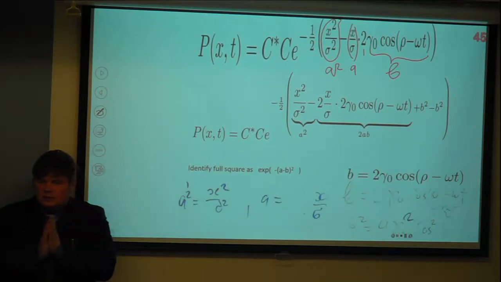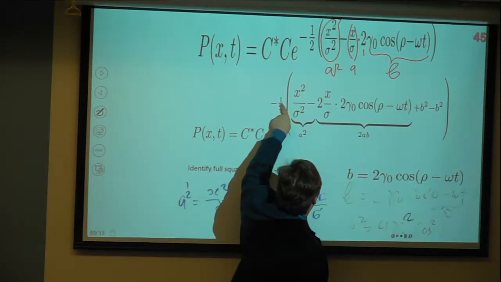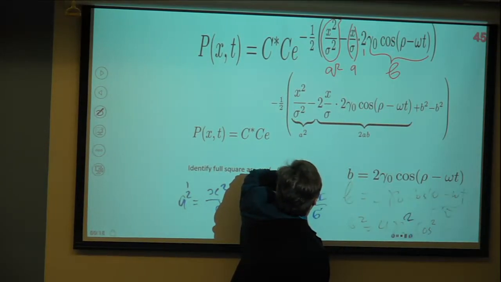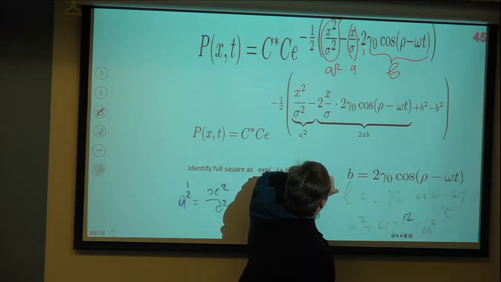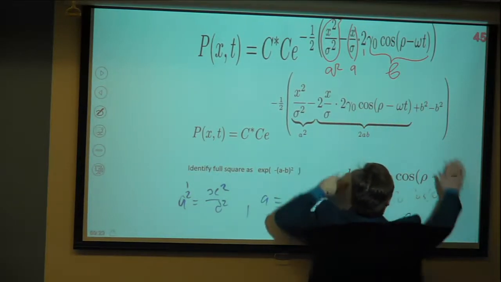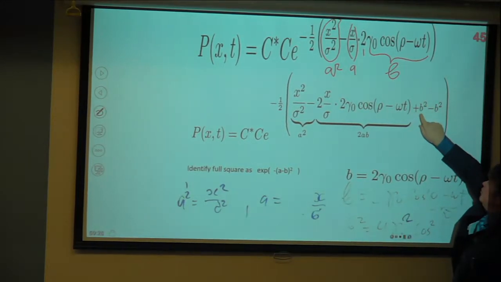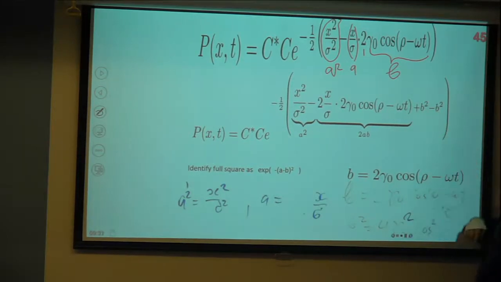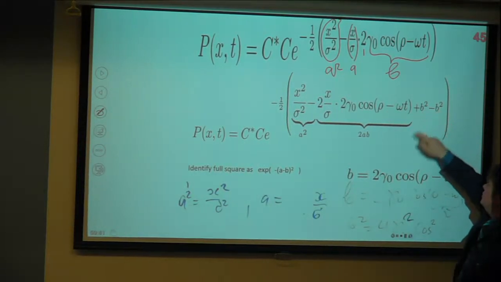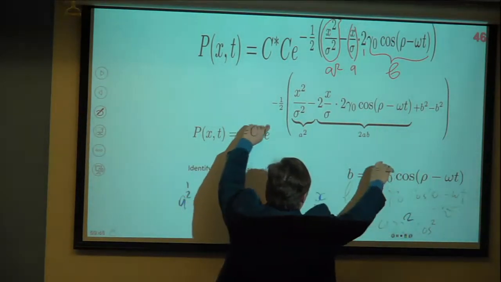So we do have this x squared with sigma squared and 1/2 is taken out of brackets. We do have the 2 gamma naught cosine of the initial phase minus omega t, the accumulation phase, and it will be really nice to have a complete square for better analysis. And we can always add and subtract any parameter, right? There is nothing wrong with adding and subtracting an arbitrary value on one hand. But on the other hand, we do want to identify a full square.